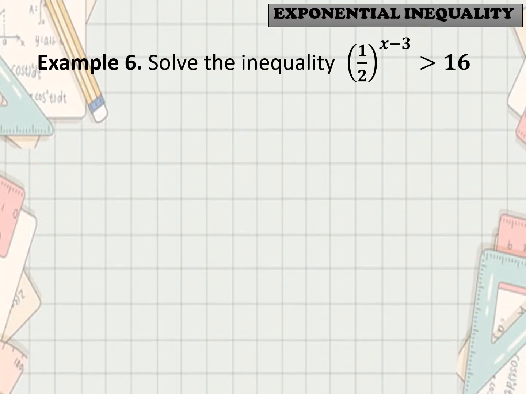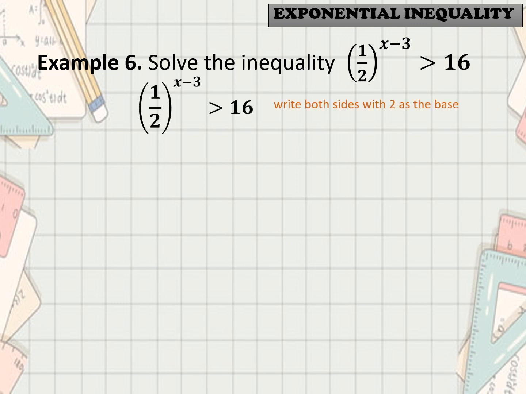Okay, next example, we have 1/2 raised to x minus 3 is greater than 16. Okay, so si 1/2 and 16, pwede natin yan i-rewrite as base 2. So, si 1/2, pwede natin gamitin yung negative exponent. So, magiging 2 raised to negative 1. Then, si 16 naman is 2 raised to 4. Kasi 2 times 2 is 4, times 2 is 8, times 2 is 16. So, equal lang siya kay positive 16.